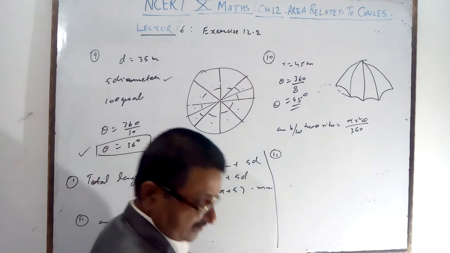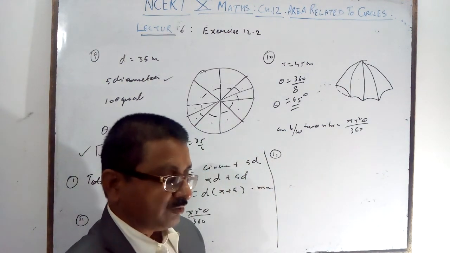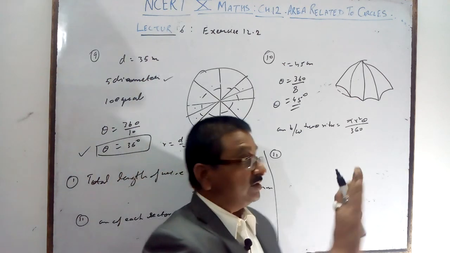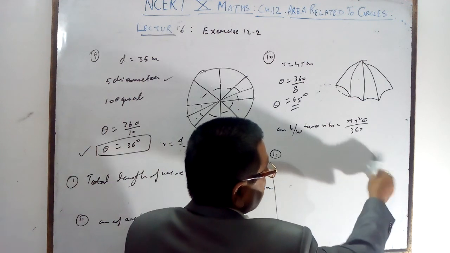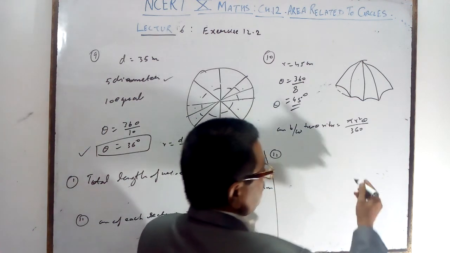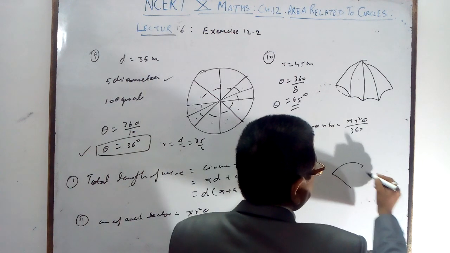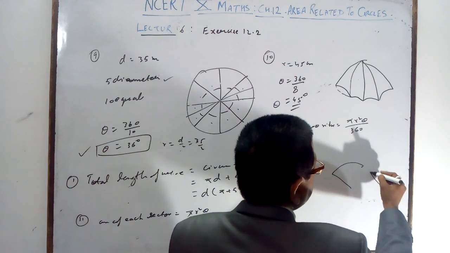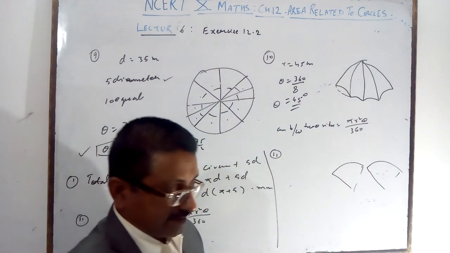Question number 11 is given. A car has 2 wipers. You know a car has 2 wipers like this that wipe the glass. One wiper is like this, another is also like this, so they wipe the glass. 2 wipers are there.